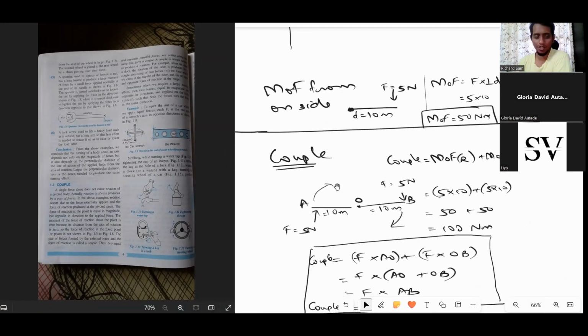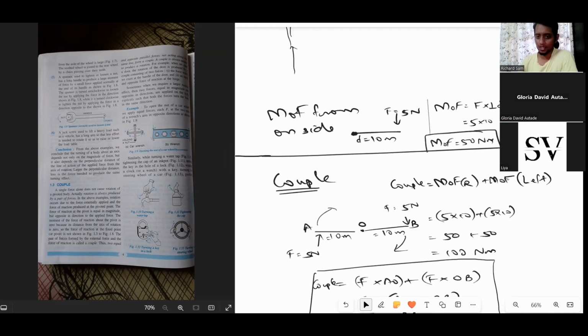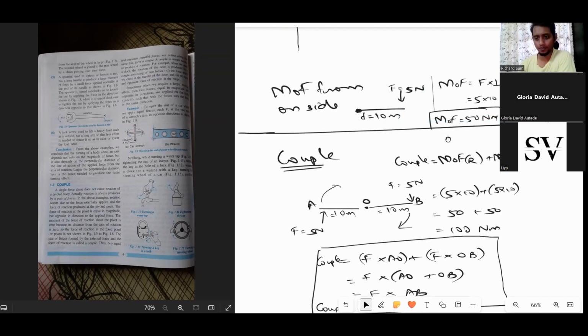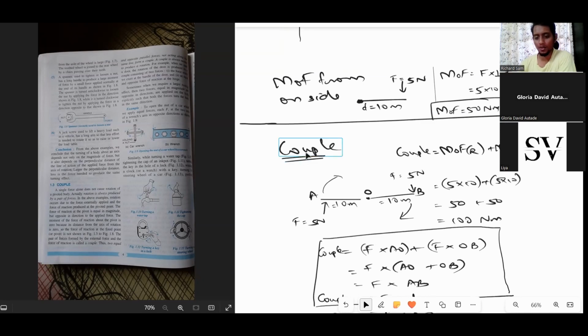Yeah, I'll just re-explain that couple; I forgot to record. So moment of force is generally from one side of the pivot. So in this example, if you have a force of 5 Newton at a distance of 10 meter from the pivot, the total moment of force would be force into that distance, which is 5 into 10, 50 Newton meter. Okay. Now we have something called a couple.